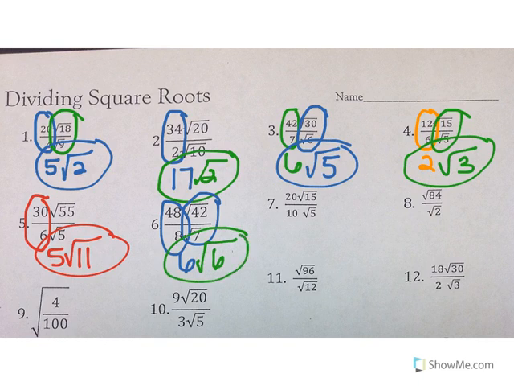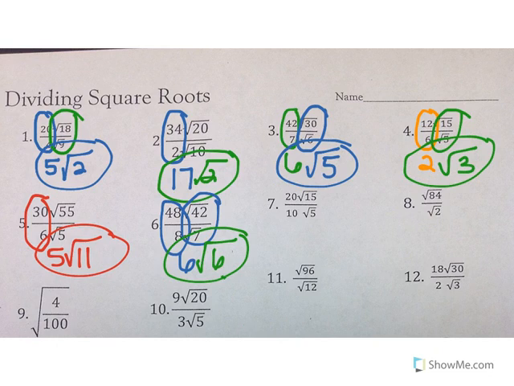And some of you are asking me, how do I know that that's simplified? Well, let's take the square root of 6. If you try to break that down, you have a 2 and a 3. You don't have any pairs that come out, so it just stays the same. So if you have no pairs, it's already simplified for you.